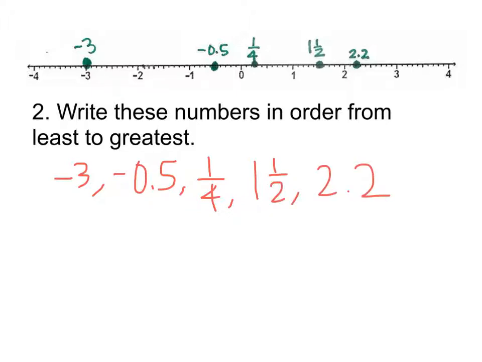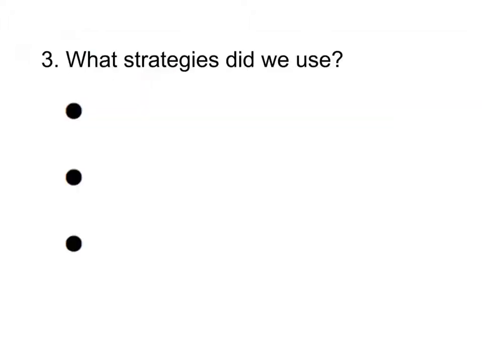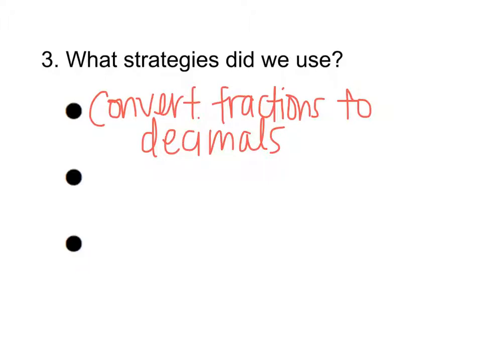Now we want to be able to reorder positive and negative fractions and decimals without using a number line, but we can take those same tips and tricks that we just used and apply them to these types of problems. So let's go over the strategies that we used. The first strategy that I used is I converted fractions to decimals. If I have a fraction but I can convert it into a decimal, that helps me to compare numbers. The second strategy that I used is write the numbers in order from the most negative all the way up to the most positive.